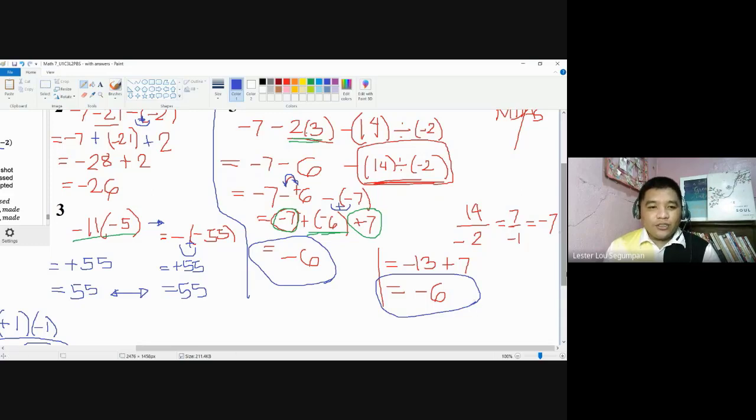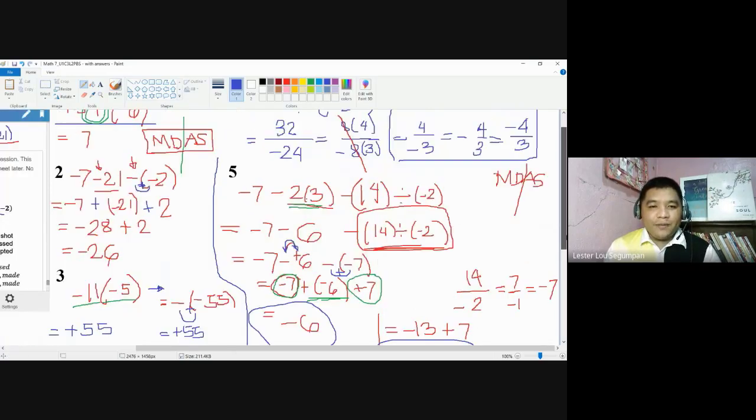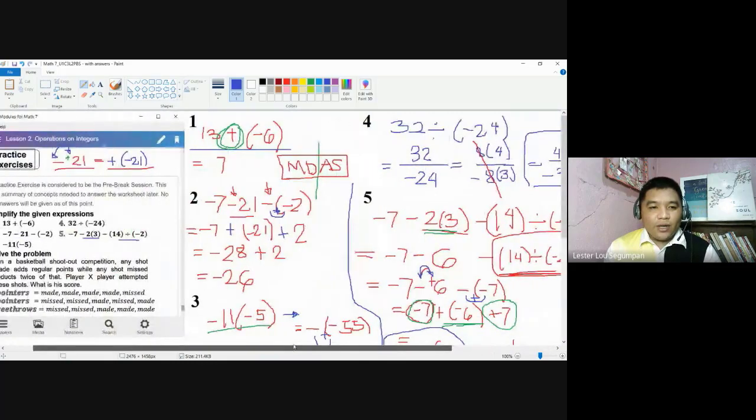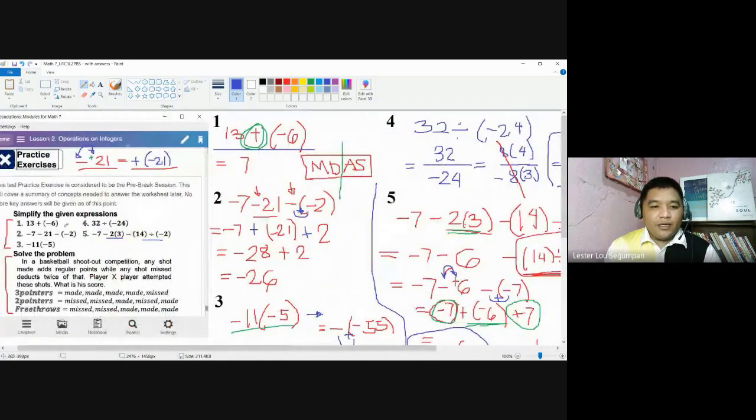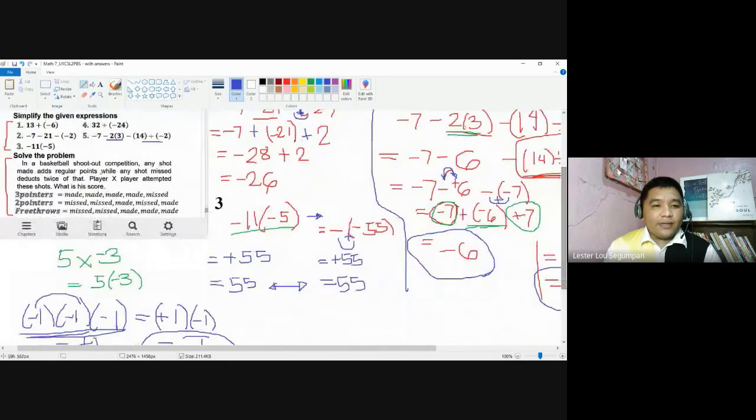So these are the results for the first group of this pre-break session. Items 1, 2, 3, 4, 5, covering the 4 fundamental operations on integers. We'll try to solve the next problem in the next video.